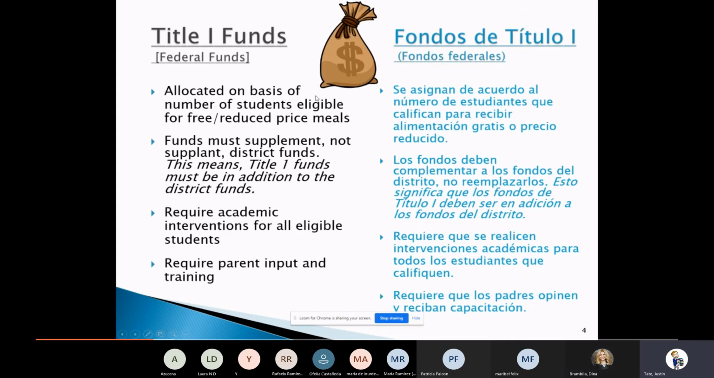Title I funds are federal funds. They're allocated on the basis of the number of students that are eligible for free and reduced price meals. Funds must be supplemental and not supplant district funds. This means that Title I funds must be in addition to the general district funds. It requires academic interventions for all eligible students and requires parent input and training.